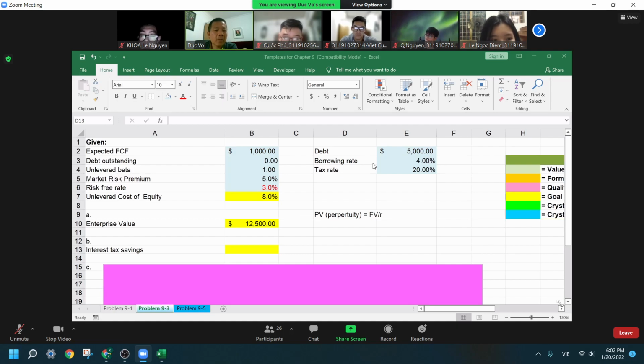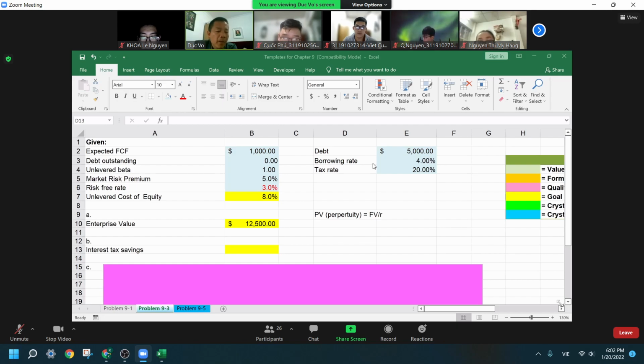Okay, so when you borrow debt, you need to pay interest expense, and the interest expense will be tax deductible. It means that you pay lower tax. So that's what they mean by interest tax saving. It means the saving due to you needing to pay interest expense.